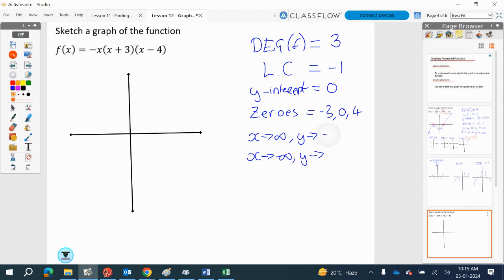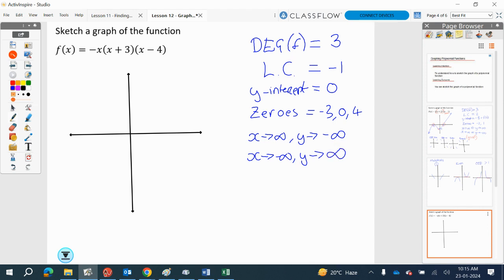As x goes towards positive infinity, what does y do? It goes towards negative infinity. Why? Because it's a -1 at the start. It's a negative x at the start. You need two things. The degree is odd, and the lead coefficient is negative. So it's going to go in this direction.